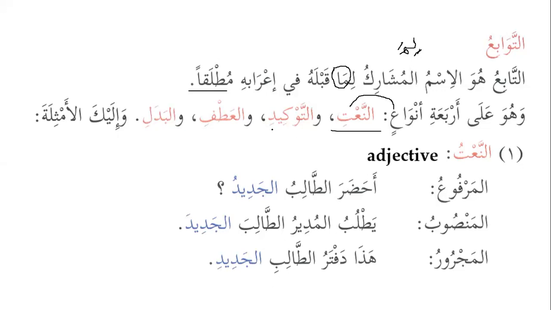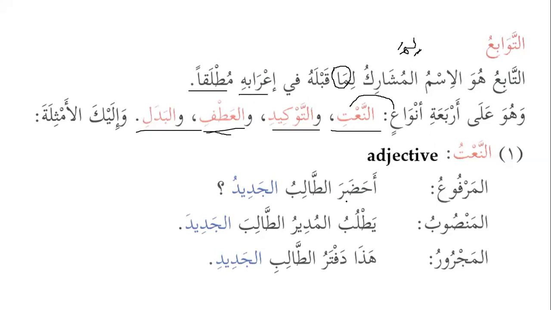So na't, what is tawkid? Na't is adjective, at-tawkid is for emphasis, al-atf is for connecting, and al-badal is substitute. Wa ilayka al-amthilata, and these are the examples for you. Na't, adjective. We know that the adjective follows the noun in four things, right? It follows in number, gender, status, and capacity. But here we are focusing only on irab, that it follows in its irab.